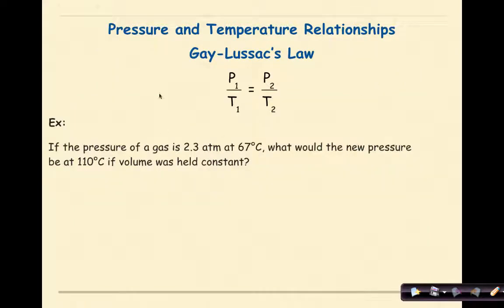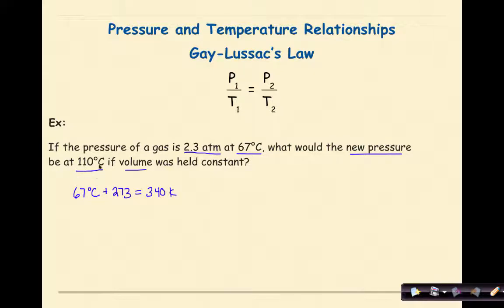Let's look at an example of the relationship between pressure and temperature. If the pressure of a gas is 2.3 atmospheres at 67 degrees Celsius, what would the new pressure be at 110 degrees Celsius if volume was held constant? The first thing that I'm going to want to do here is to convert 67 degrees Celsius into Kelvin. So I'm going to add 273, and as a result, I will get 340 Kelvin.